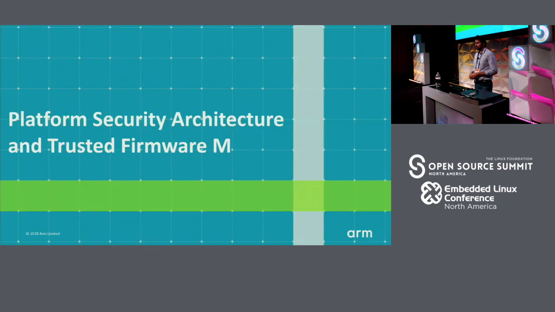Any questions so far, or anyone who doesn't think this is the right thing to do? All good.